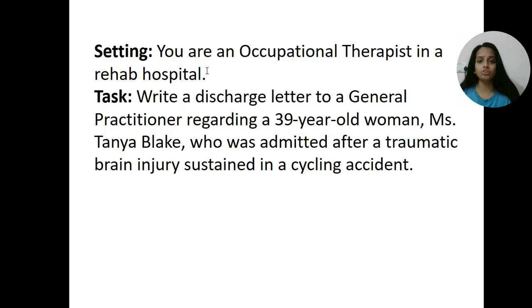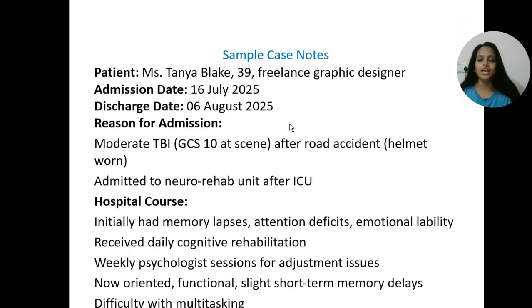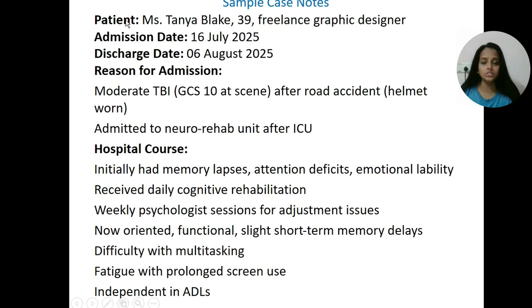Here is the setting. You're an occupational therapist in a rehabilitation hospital, and your task is to write a discharge letter to a general practitioner regarding a 39-year-old woman, Miss Tanya Blake, who was admitted after a traumatic brain injury sustained in a cycling accident. And here are the sample case notes.